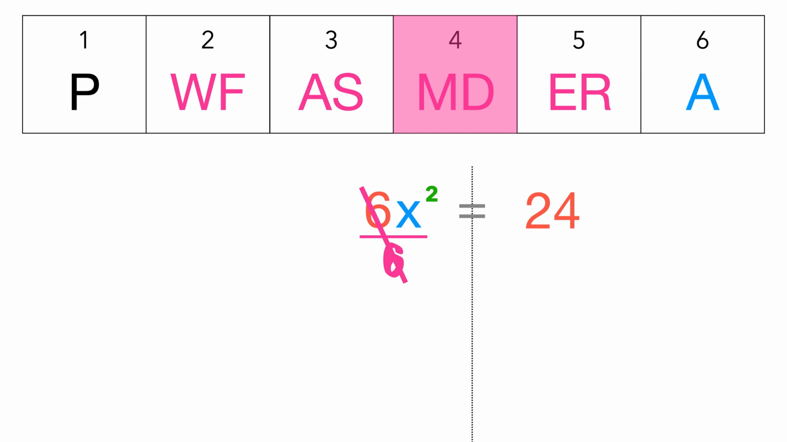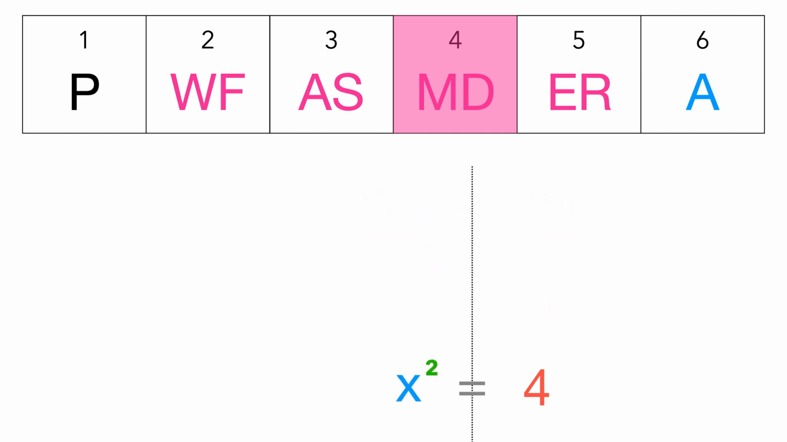And then we have to do it to the other side as well. So 24 divided by 6. 24 divided by 6 equals 4. And we canceled out the 6 on the other side. So now we can drop our x squared. And so we have x squared equals 4. And so now we only have one step left.